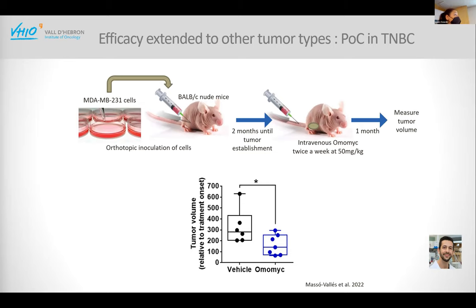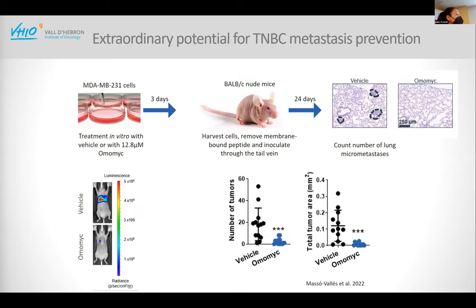So first, he showed that if we treated mice that had been implanted with triple negative breast cancer cells with HOMOMIC, we could have this effect on the primary tumors. Then he tried a prevention study. He pre-treated these cells for 3 days before injecting them in the tail vein of the animals. Normally, these cells seed and grow as lung metastasis. However, 3 days of pretreatment with HOMOMIC make this difference that you can see here in the metastasis. They don't get any treatment while in vivo. So this is just the pretreatment before the injection, okay?